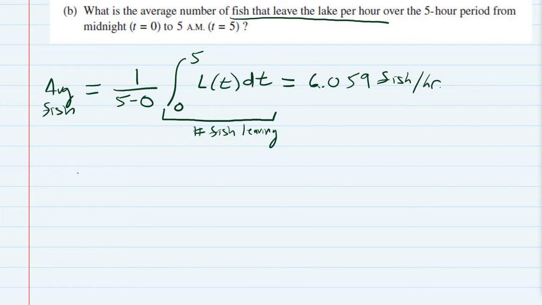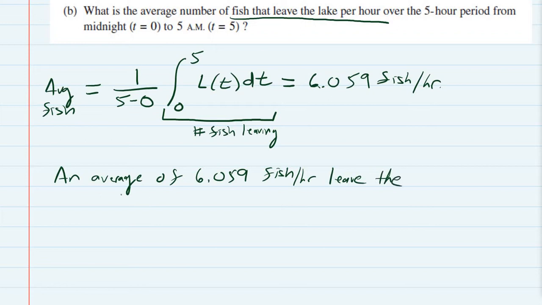I'm going to go ahead and give a statement here so that the grader knows exactly what my answer is. So I am going to say an average of 6.059 fish per hour leave the lake from t equals 0 to t equals 5.